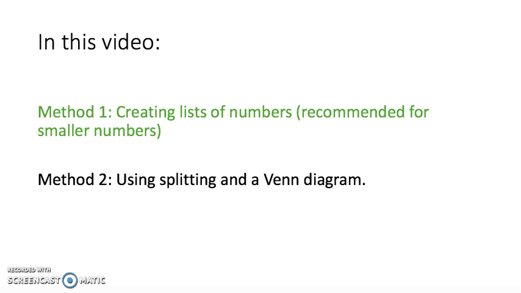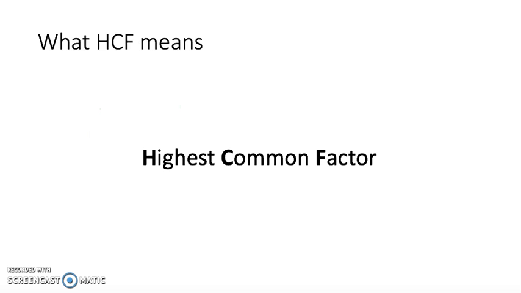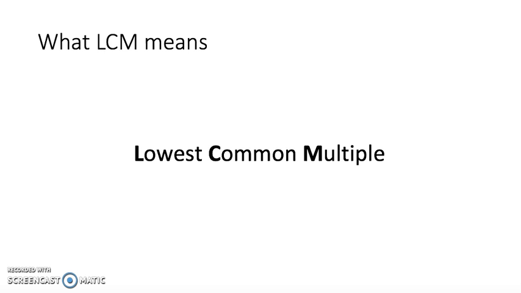So now that we know about the two different methods, let's get right into what HCF and LCM really are. HCF stands for highest common factor. So it's all about the factors, and between those two numbers, the highest common factor is the HCF. LCM stands for the lowest common multiple. Again, the two different numbers have different multiples, but the lowest common multiple is the LCM.